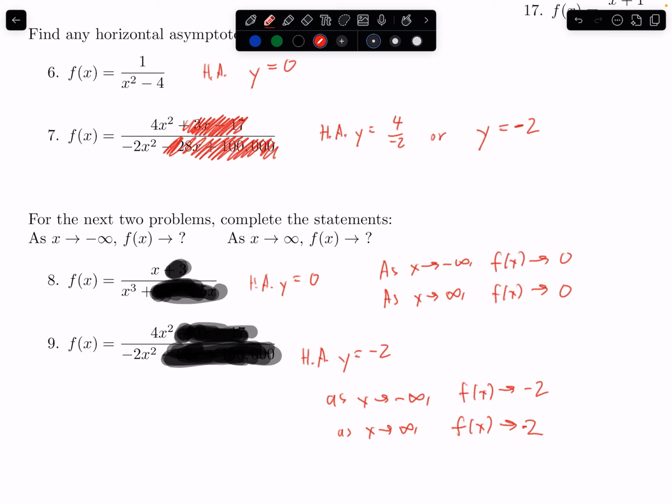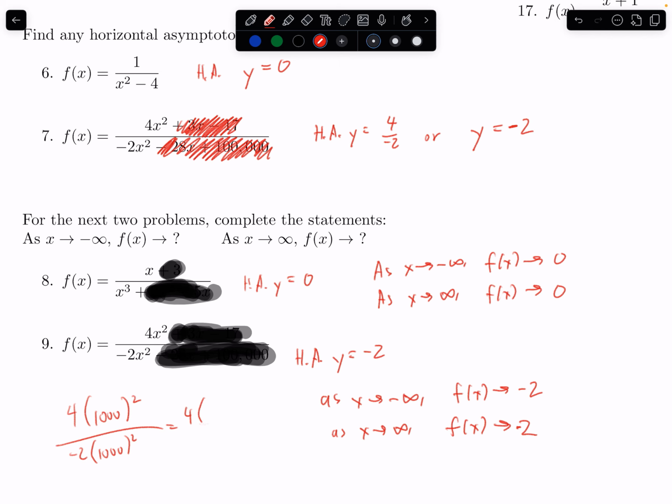To convince yourself numerically, just look at what happens if you plug in a really large value for x. Let's say x is 1,000. It's going to be 4 times 1,000 squared over -2 times 1,000 squared. 1,000 squared has 6 zeros, so it'll be 4 million over -2 million, and that's going to be -2.